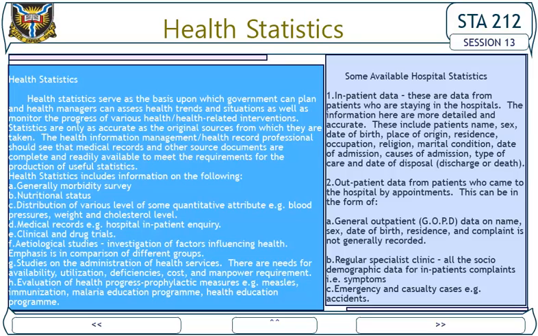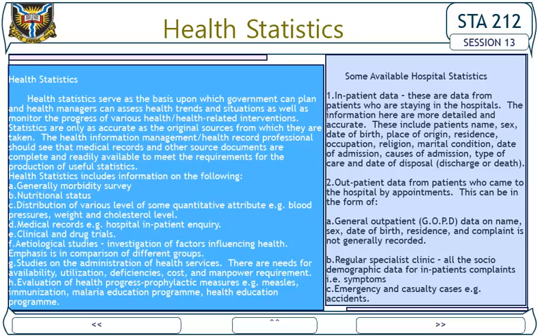Statistics are only as accurate as the original sources from which they are taken. The health information management and health record professionals should see that medical records and other source documents are complete and readily available to meet the requirement for the production of useful statistics. Health statistics include information on the following: A. General mobility survey. B. Nutritional status. C. Distribution of various levels of some quantitative attributes, e.g., blood pressure, weight and cholesterol level.